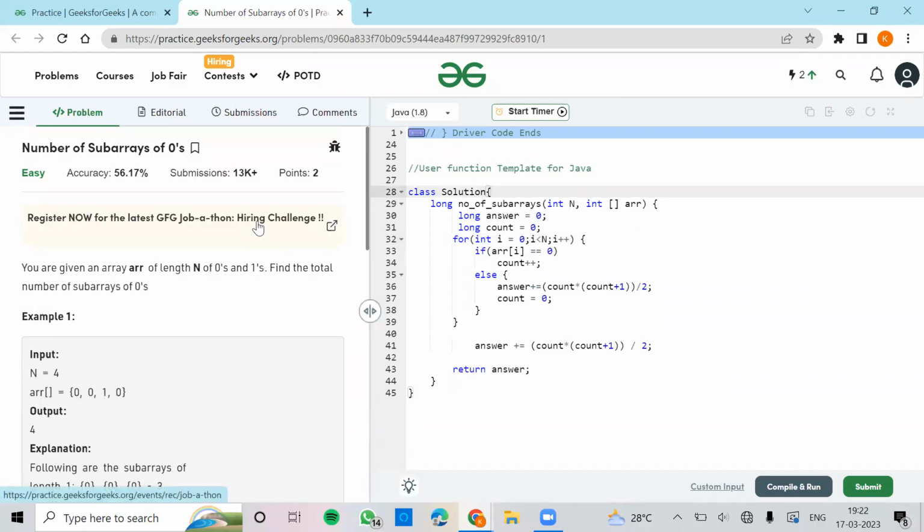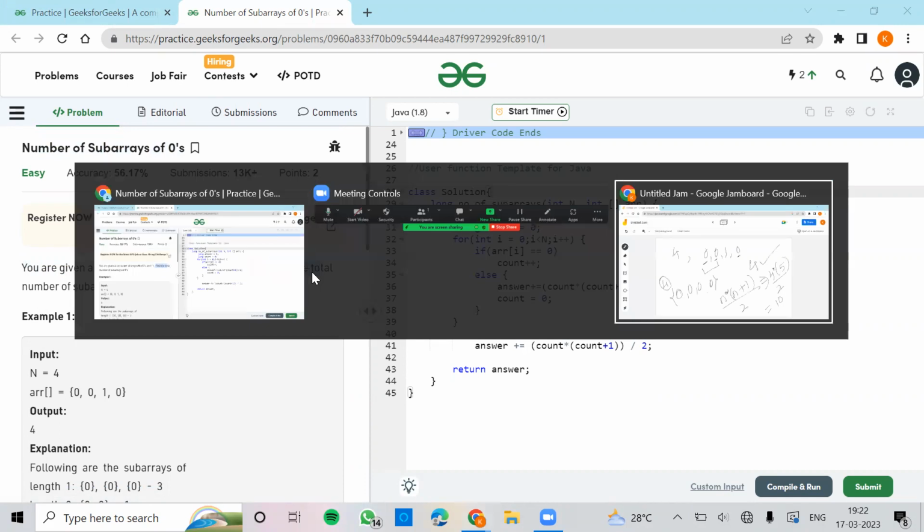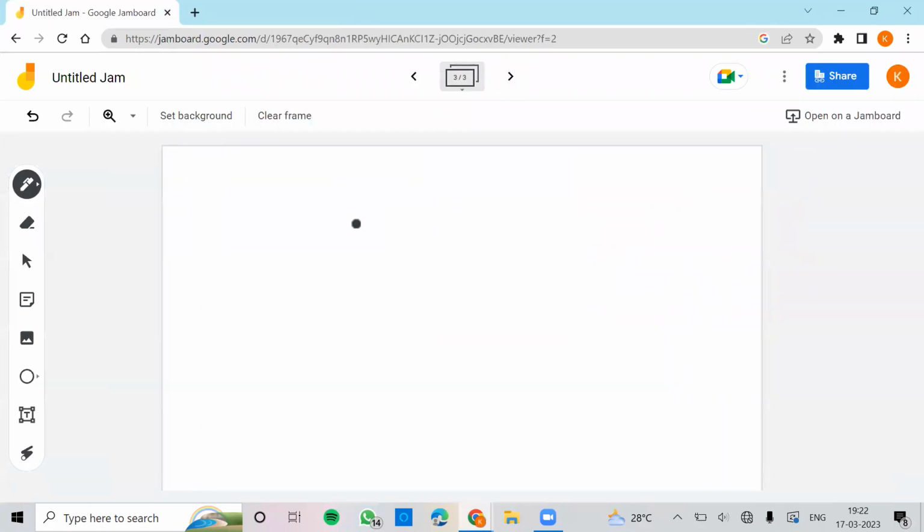Hello everyone. So today we are going to solve this problem, which is number of subarrays of zeros, in which we are given an array of length n, which has the inputs zeros and ones, and we are supposed to find out the number of subarrays of zeros. So how are we supposed to do that?